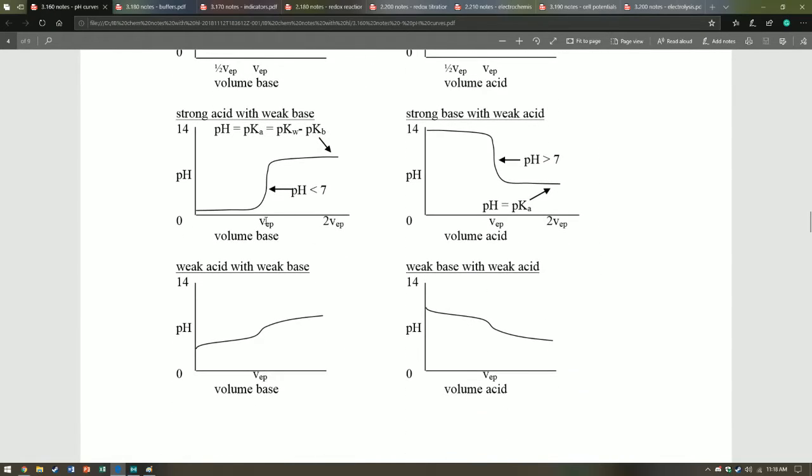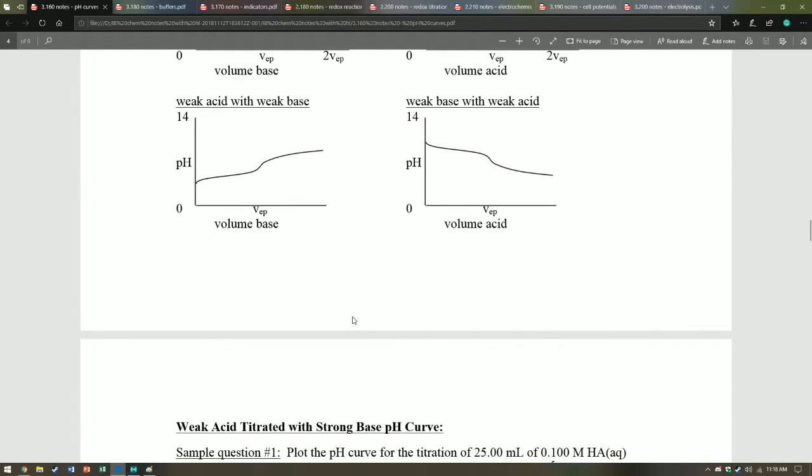I'm going to show the other curves here. You don't have to know these for IB, but it's a similar sort of idea, except it's at 2 times the volume equivalence point, where you get pKb, where you isolate for pKb, and similarly pKa. And then here you have a weak acid with a weak base, and that's just the graph of that.